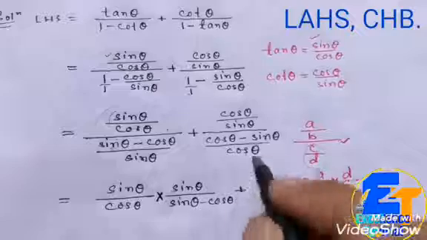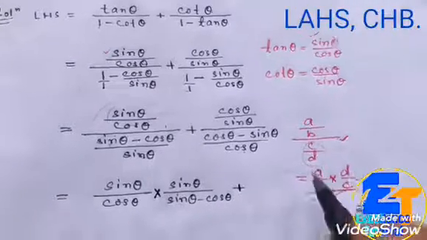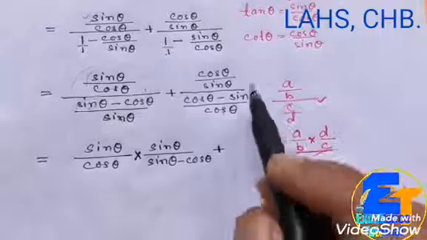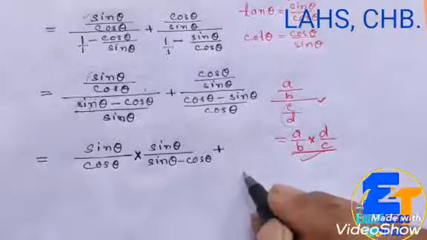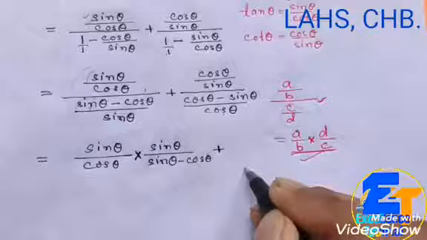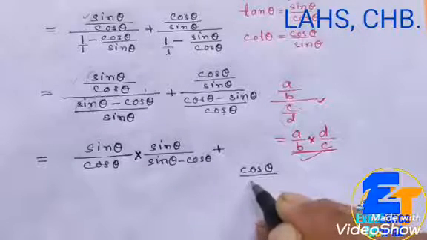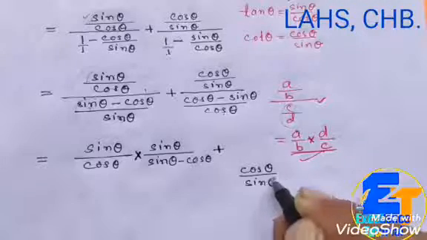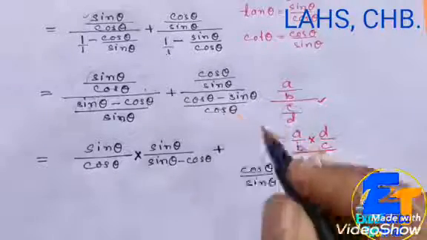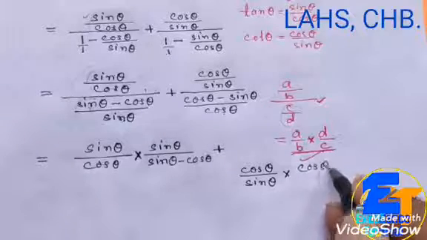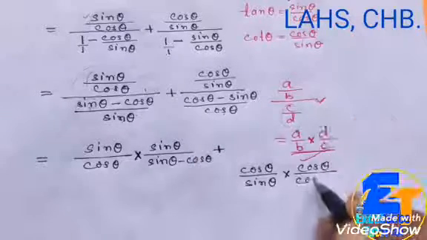plus, here also the same. So since I have written here, let me write this here: cos theta by sin theta, I have written this into, make it reciprocal, cos theta by cos theta minus sin theta.